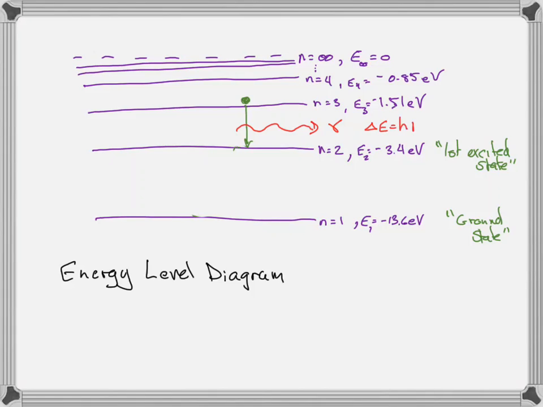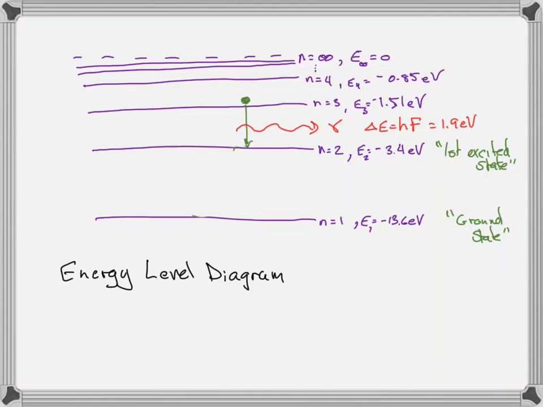We've already said this. And the delta E, so the difference in energy here between 3.4 and 1.5, is about 1.9. So it is going to release a 1.9 eV photon, right? So that would be 1.9-ish, whatever 3.4 minus 1.51 is, 1.9 eV.